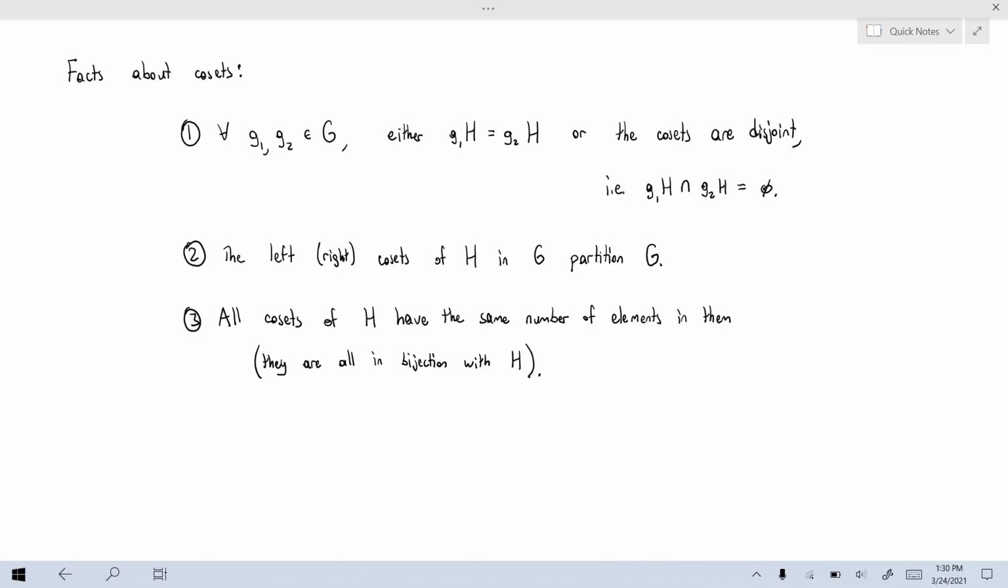The next fact is that the left cosets of H form a partition of the group G. And the same is true for the right cosets as well. If you remember what a partition is, basically what we're saying is the cosets are all disjoint, which is what I talked about in the first fact already, and that the union of all the cosets gives you the entire group. That's what I meant by partitioning the group.